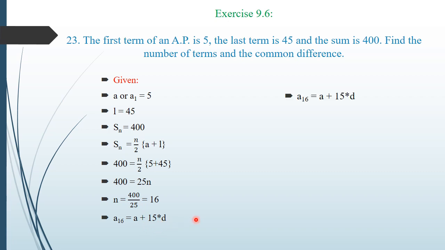Now, using this information of the 16th term, we already know the 16th term is the last term, that is equal to 45, which is equal to the first term A, that is 5, plus 15 into D. Now, solving this for D here, we get the answer as D is equal to 8 by 3. Therefore, the number of terms in this AP is equal to 16 and the common difference is 8 by 3.